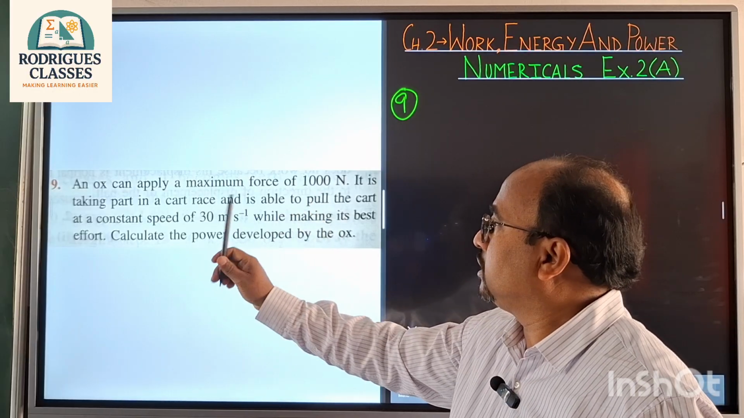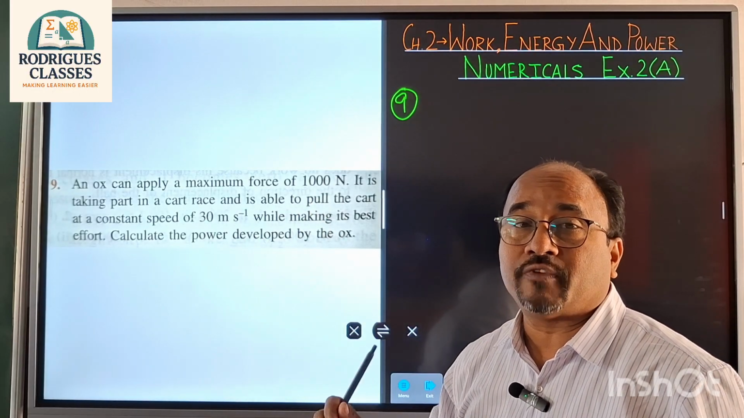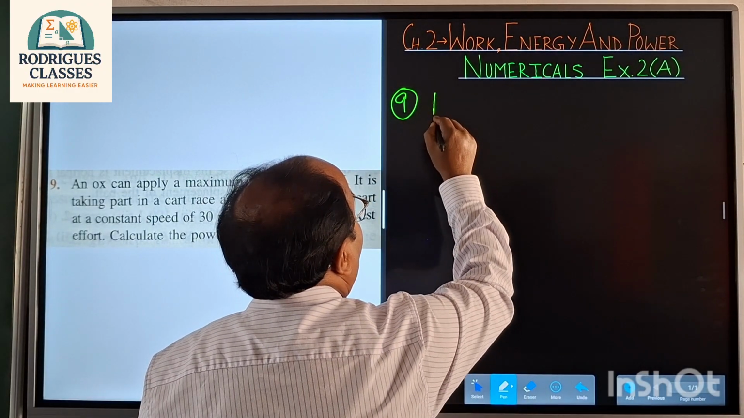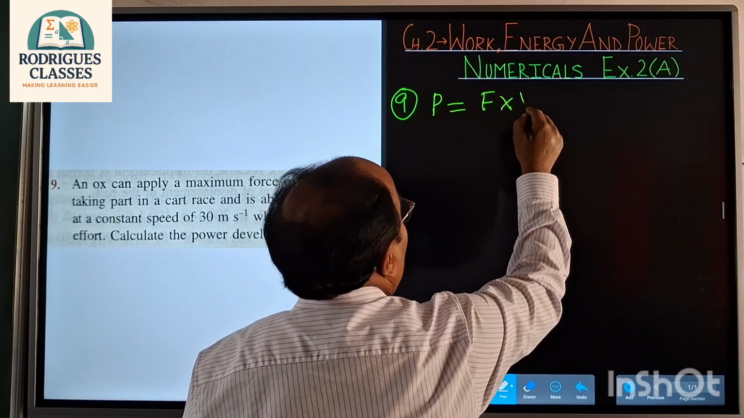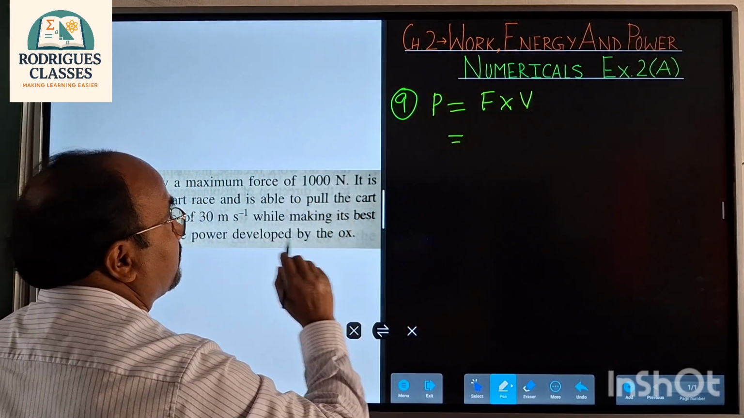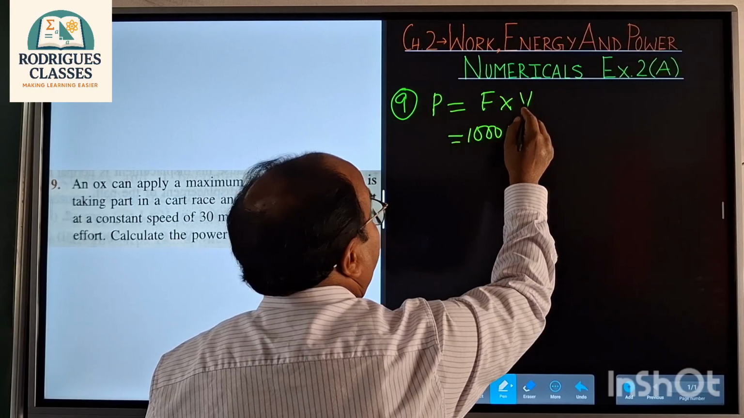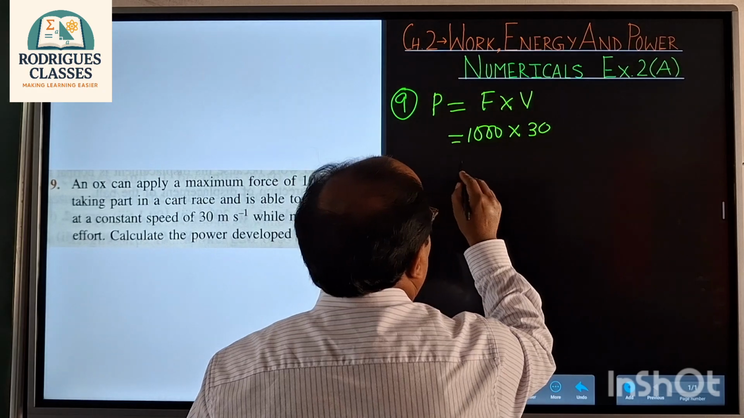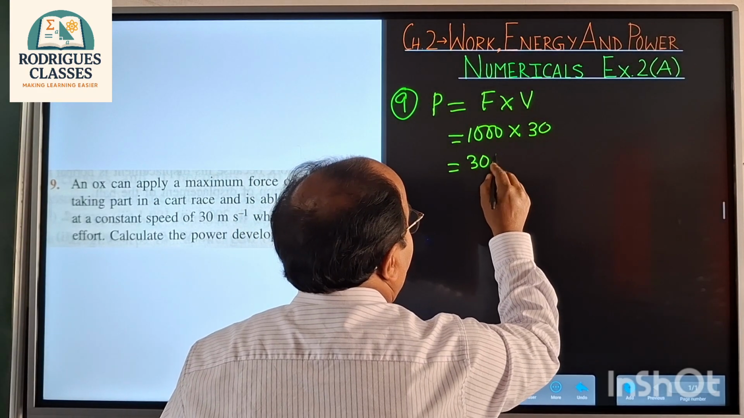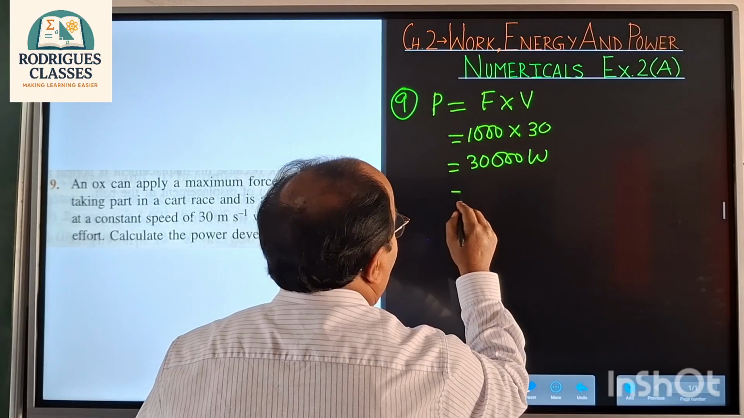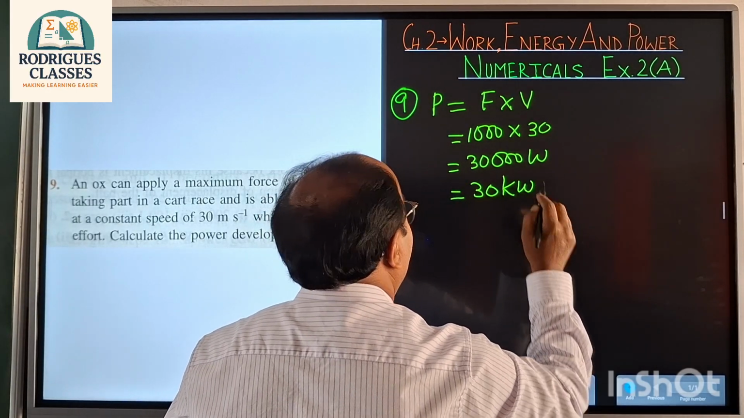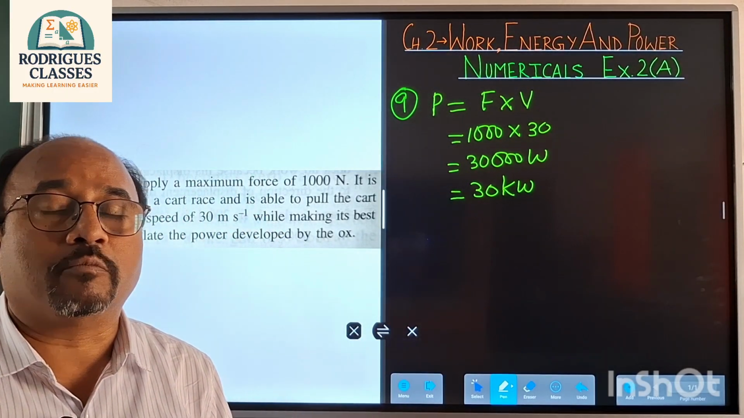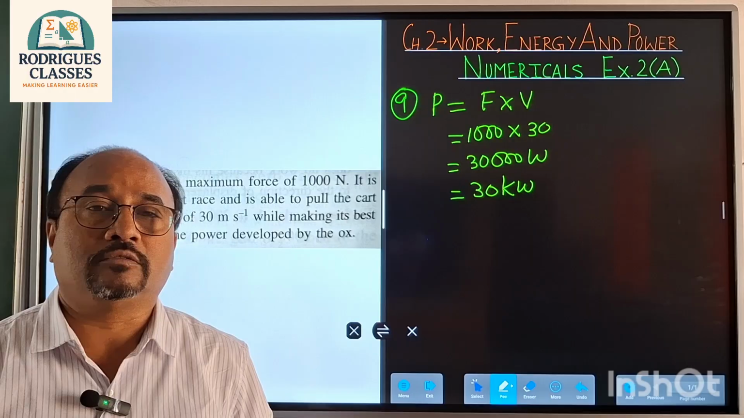So you are given force and the constant speed. You are asked to find the power. If you remember the formulas which I had given, one of the power formulas was F into V. Force is given here as 1000 and V is that average speed, the constant speed given as 30. So 1000 into 30 gives us 30,000 watt. If you want, you can write it in kilowatt as 30 kilowatt. So a very direct sum, provided you remember this power formula as force into average speed also.